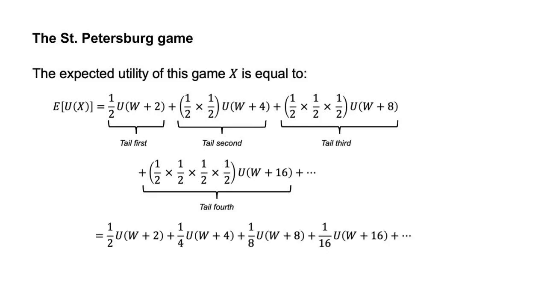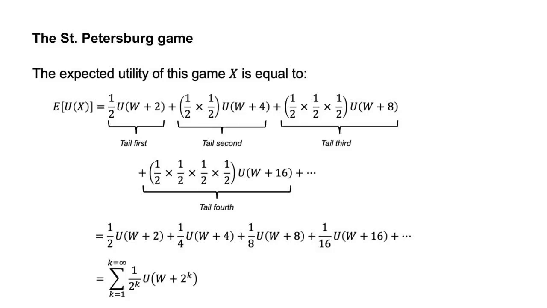In the second line, I multiplied the probabilities of each coin flip together. That is, E of U of x equals 1/2 times the utility of W plus 2, plus 1/4 times the utility of W plus 4, plus 1/8 times the utility of W plus 8, plus 1/16 times the utility of W plus 16.